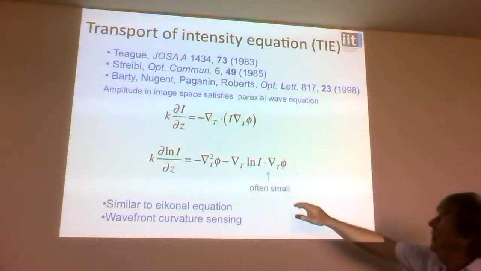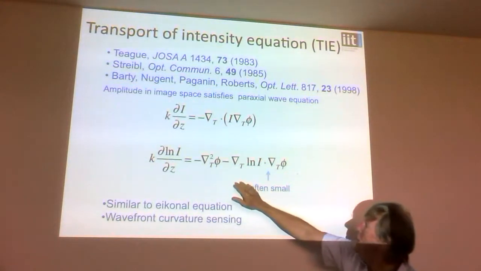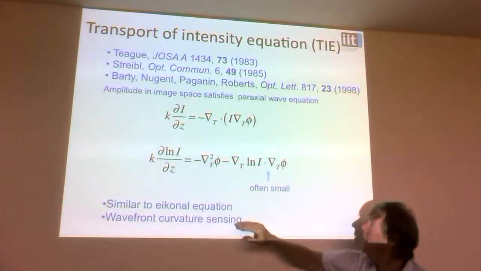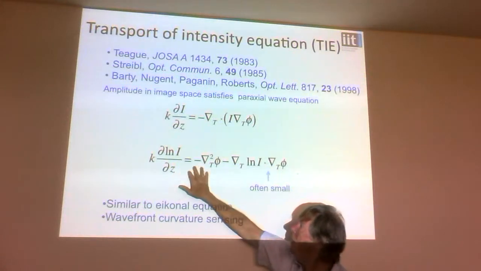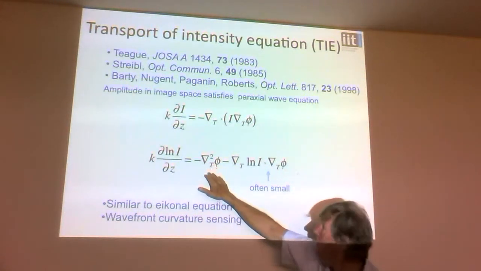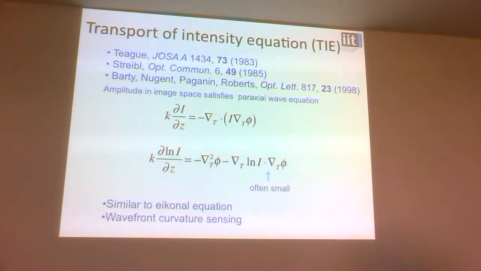You can expand this divergence of a product as the sum of two terms. Very often you can assume that this term is zero, and then it just becomes quite a simple Laplacian of the phase here. So you can solve it by a Poisson solver.